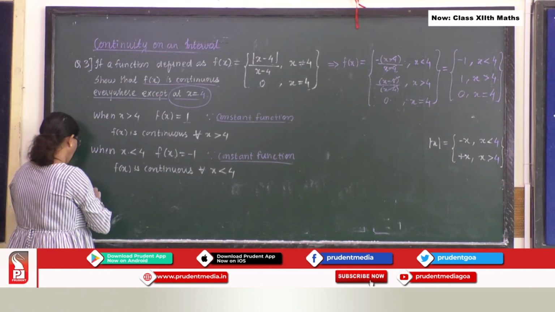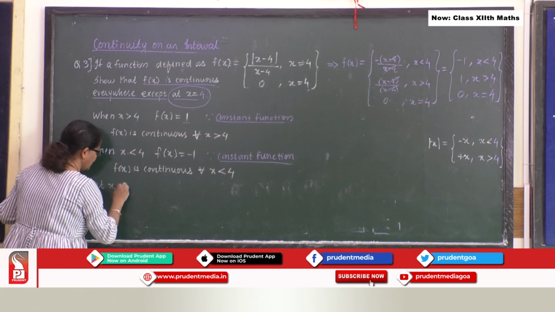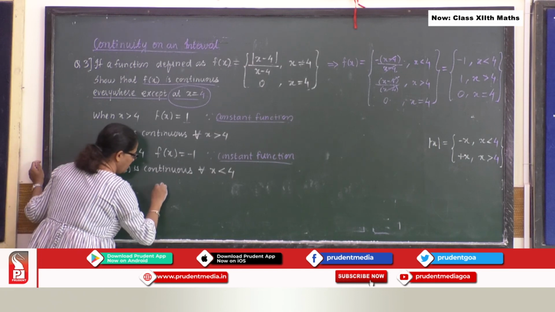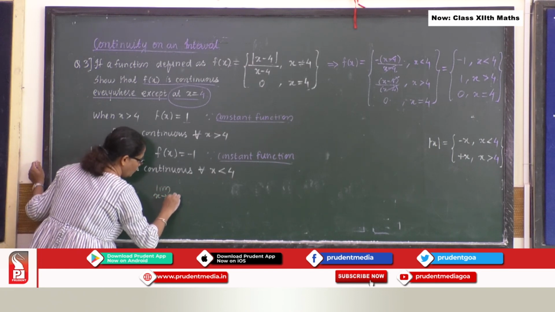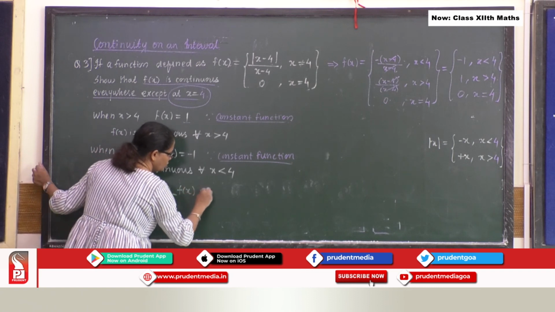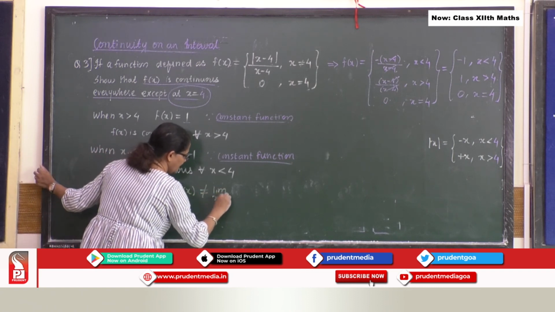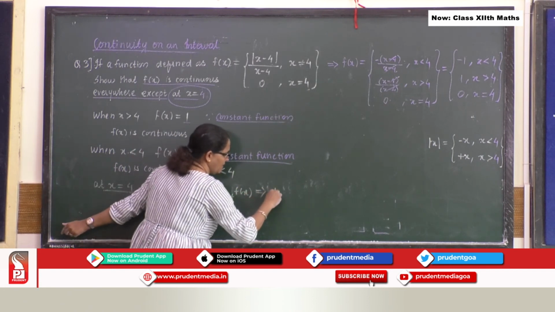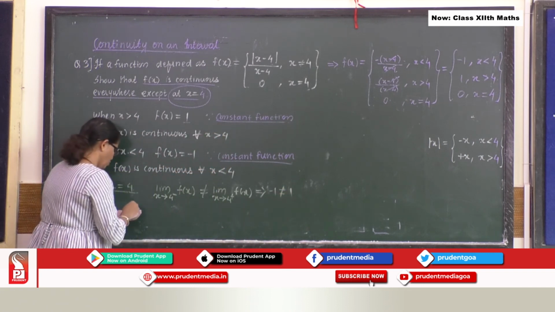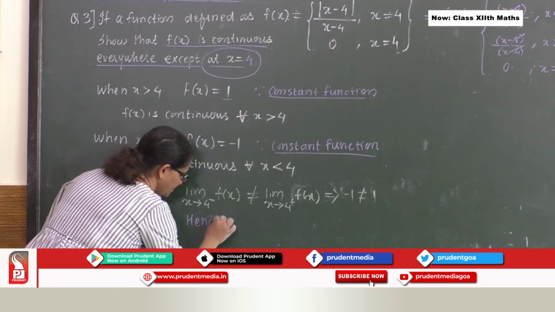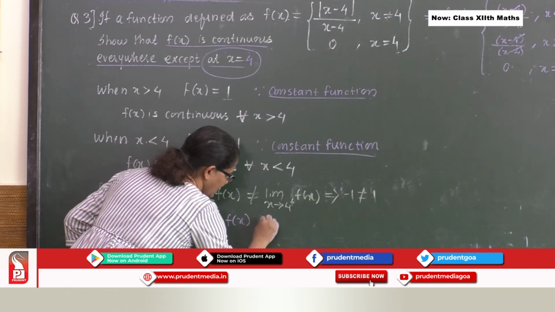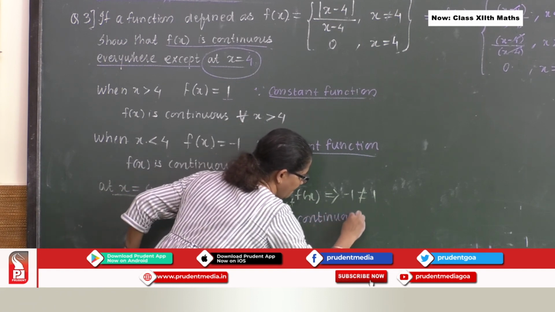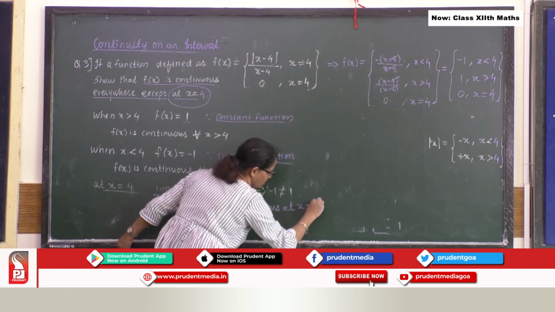Now we are talking about x equal to 4, and it is very obvious from the function that the limit as x tends to 4 minus of f of x is not equal to the limit as x tends to 4 plus of f of x, which implies minus 1 is not equal to 1. Hence f of x is not continuous at x equal to 4.